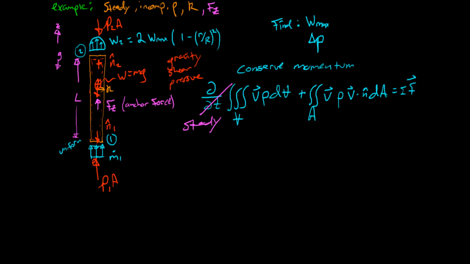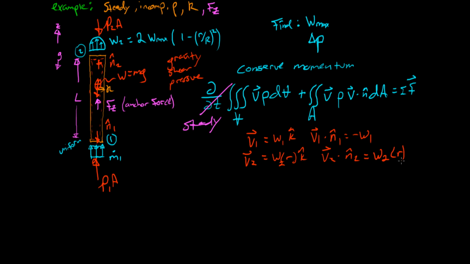And now we need some vectors real quick, right? We need V1. Well, we already worked this out, but I'm going to rewrite it so you can see it. V1 was equal to W1 k hat, and V1 dot N1 was equal to minus W1, and V2 was equal to W2 of R times k hat, and V2 dot with N2 was equal to W2 of R. And so once again, we have these two areas. We're going to sub all this in, get the sum of forces on the right-hand side. Life's going to be great.